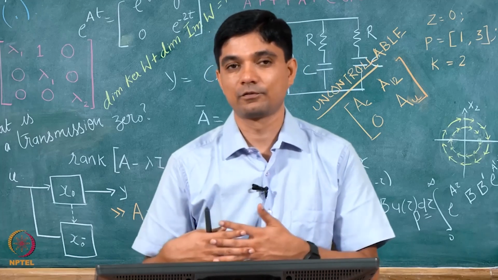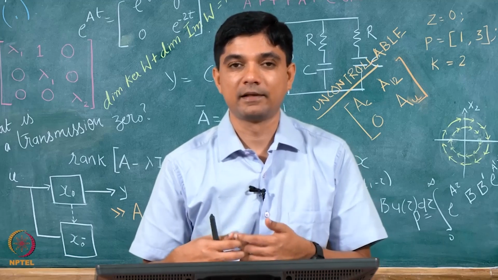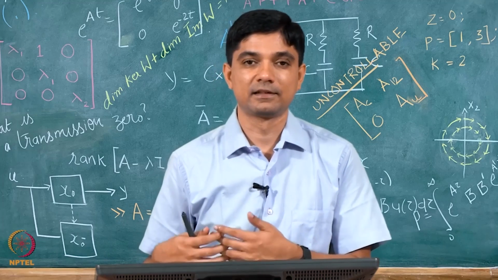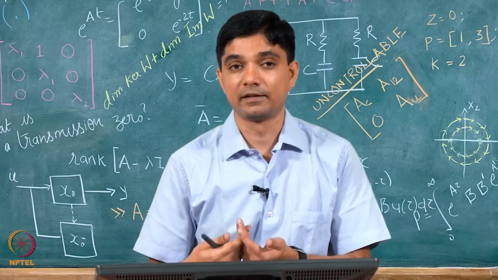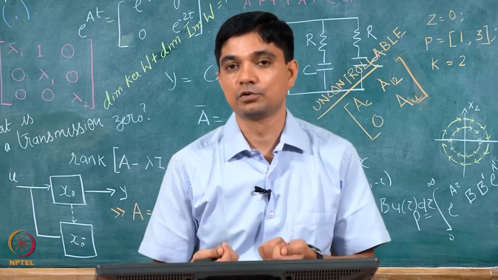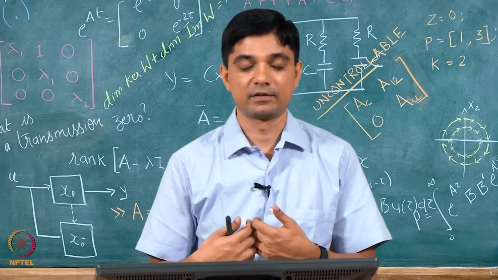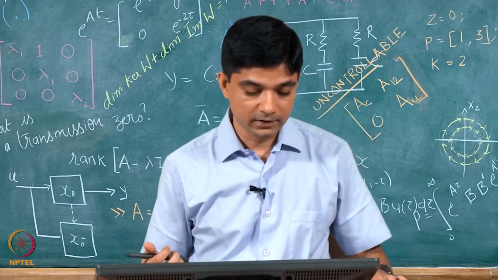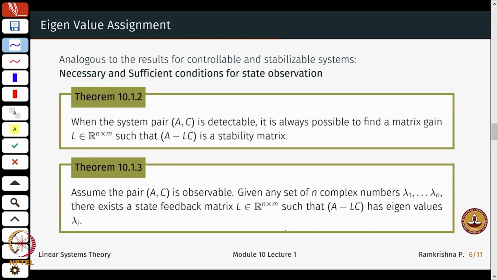You can guess under what conditions A minus LC is a stability matrix when I have L as a design parameter, or I can choose, or I can construct the matrix L. So we will see what these conditions are. Analogous to controllable and stabilizable systems, we have a couple of necessary and sufficient conditions for state observation.